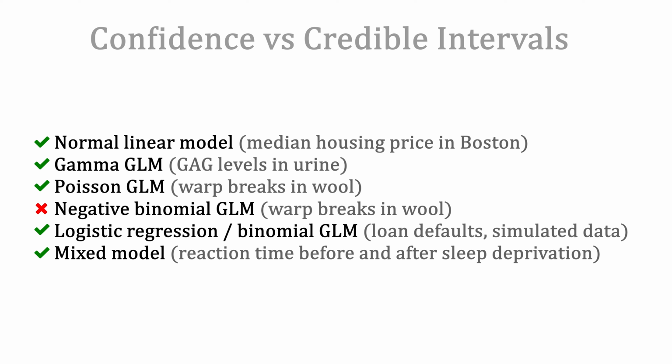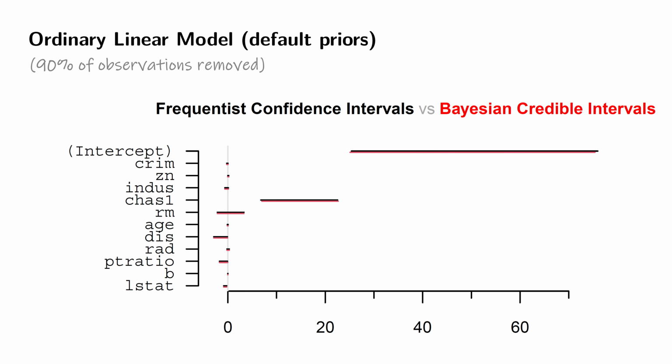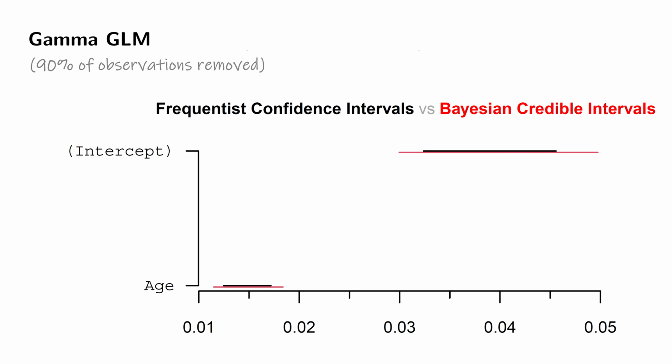In the next comparisons, I randomly removed most of the observations and reran all the examples. You can find the details in the Quarto file in the description, but here are the results. For the Boston housing price data, after removing 90% of all observations, there still wasn't much of a difference. But the gamma GLM shows a clear underestimation of the uncertainty when using confidence intervals.